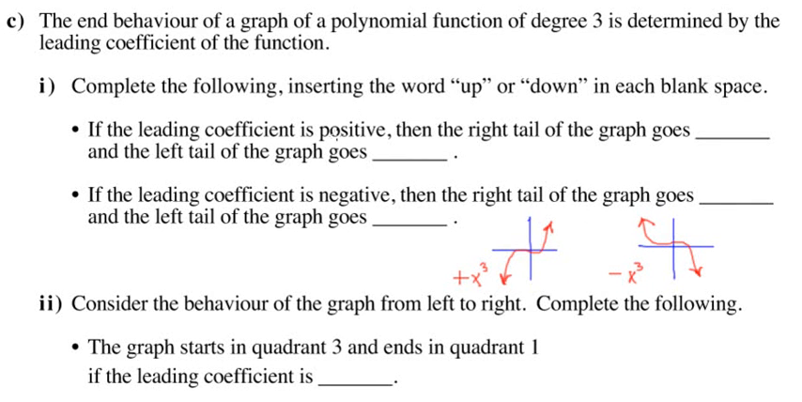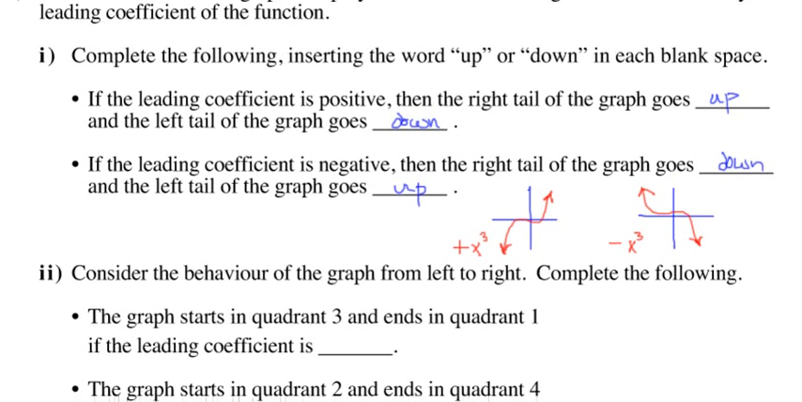So, if the leading coefficient is positive, then the right tail goes up and the left tail goes down. If the leading coefficient is negative, then the exact opposite. Right tail goes down, left tail goes up. There are way too many ways to memorize this. I'll let you work one out for yourself. If you're really having trouble remembering it, talk to your instructor and they'll probably share one of their memory tricks.